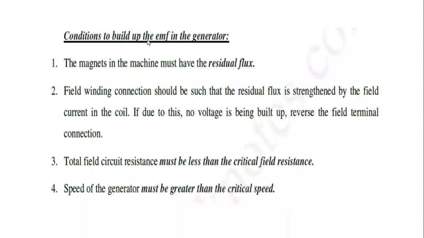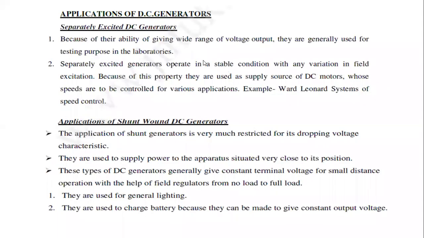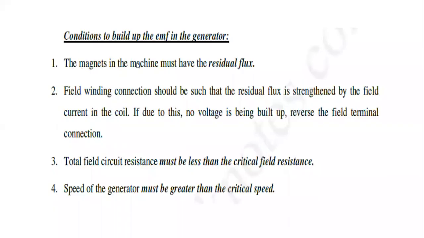Next, what are the conditions to build up that generated EMF? We follow different conditions to generate that EMF. The first condition is that the machine must have a residual flux. We take two permanent magnets, the north and south pole, as already explained in the construction and working. These are the residual magnets.